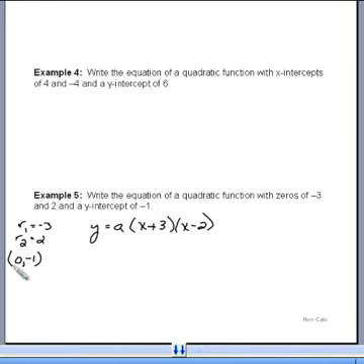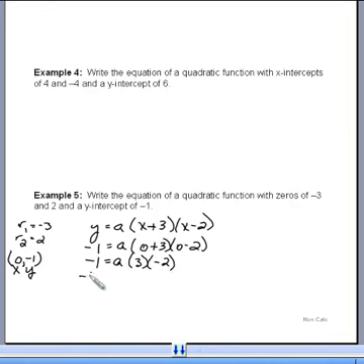Now I put my x and y. This is the x and y I'm going to use to help me discover what a is. So negative 1 is equal to a times 0 plus 3 times 0 minus 2. Negative 1 is equal to a times 3 times negative 2, or negative 6a. So I'm going to write it with a on the left. Negative 6a is equal to negative 1. Divide by negative 6. So negative divided by negative is positive. A is equal to positive 1/6.